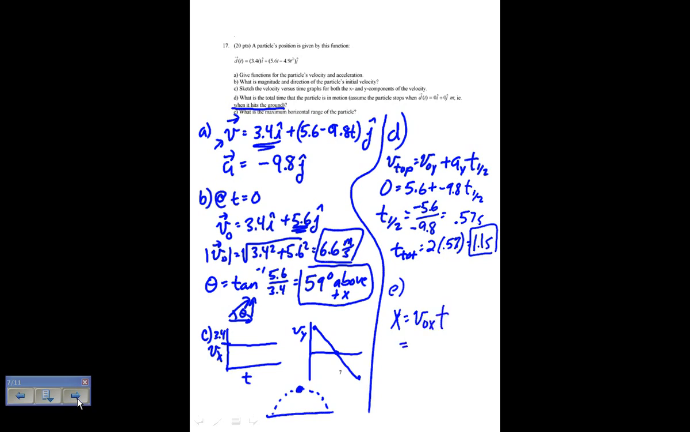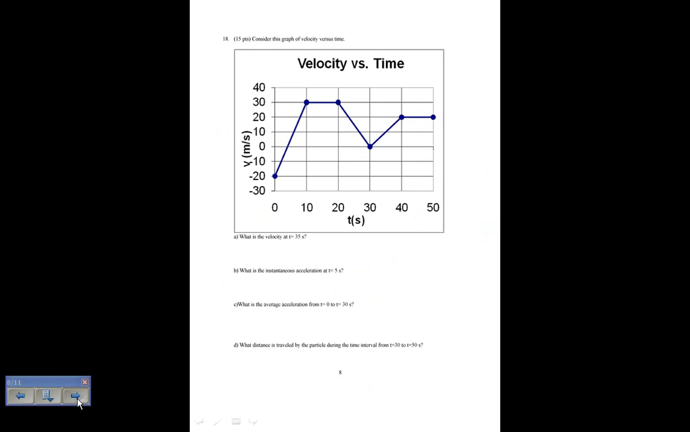And then what is the maximum horizontal range of the particle? For E, I want to know x. This is just equal to v naught x times t because there's no acceleration. And v naught x, we've already said, is 3.4. The total time is 1.1 seconds. That gives me a range of 3.7 meters. So that's number 17.